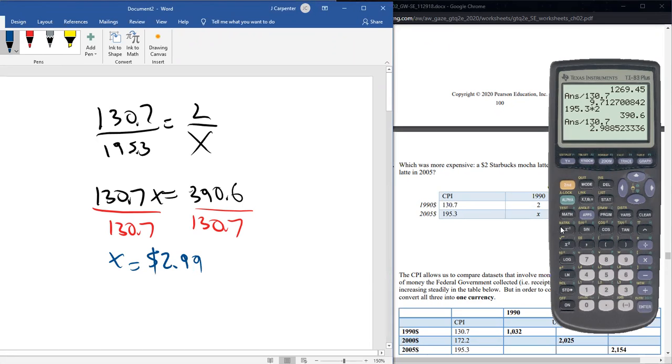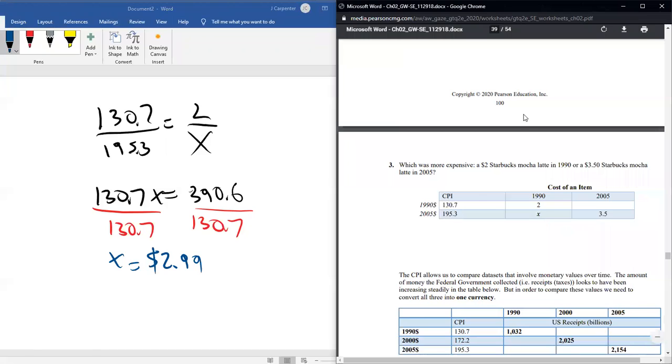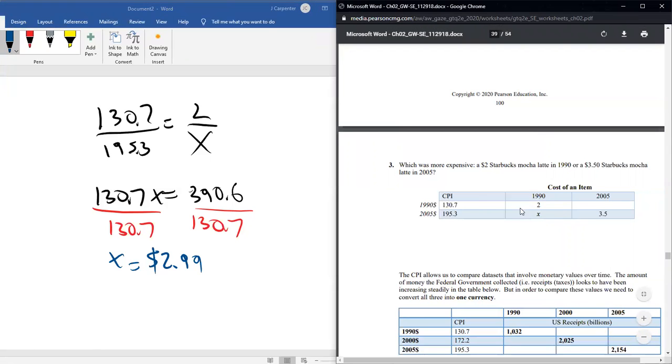Now that was $1. Now this is specifically the dollars in where? We're talking about the dollars in 1990.